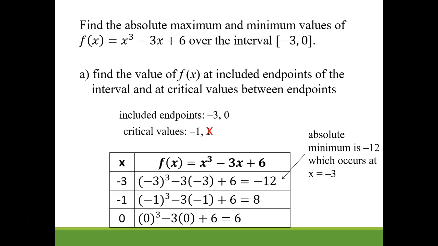The very smallest value in that list, the smallest y coordinate we have, is -12. So it is the absolute minimum value on this interval. And that absolute minimum of -12 occurs when x is -3. And the largest value we have for y is 8. So it's the absolute maximum, which occurs where x is -1.